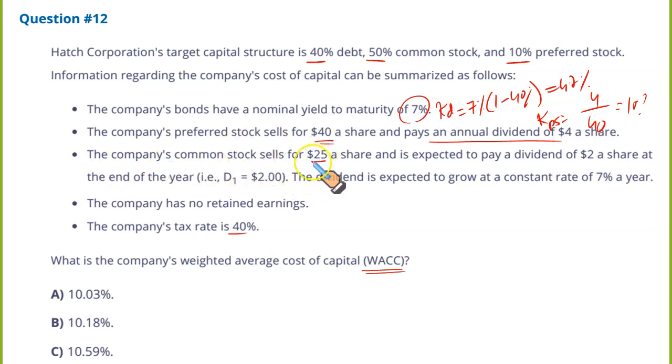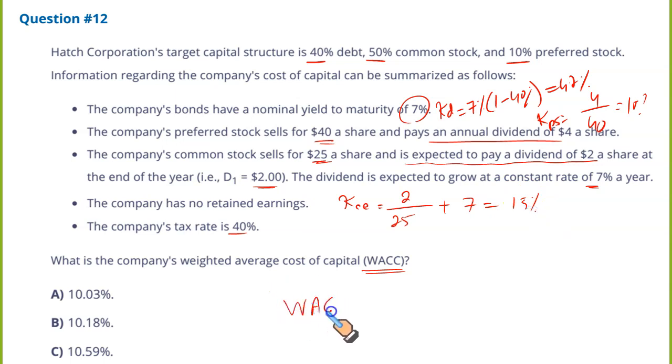The company's common stock sells for 25 a share and is expected to pay a dividend of 2, and this is the next dividend. That is, expected dividend means the next dividend. It's not D0, so we don't need to increase it by the growth rate. The dividend is expected to grow at the rate of 7%, and that's all. Cost of common equity is equal to next dividend upon the current market price, expressed in percentage, and to this simply add your growth rate, and there you go. 2 by 25 times 100 plus 7 gives me the cost of common equity, 15%.